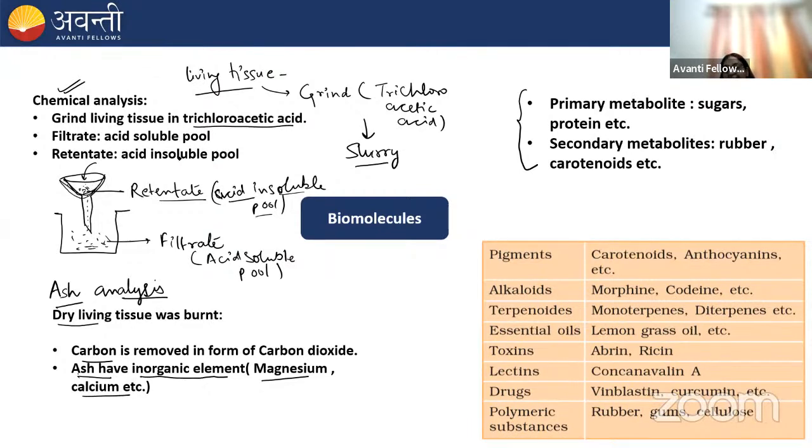For example, the examples of primary metabolites are sugars, proteins. And the examples of secondary metabolites are carotenoids, morphine, codeine, alkaloids, essential oils. So secondary metabolites are the byproducts. And this table is very important. It is given in NCERT, very, very important. Please learn this table by heart. Okay, moving to the next one.